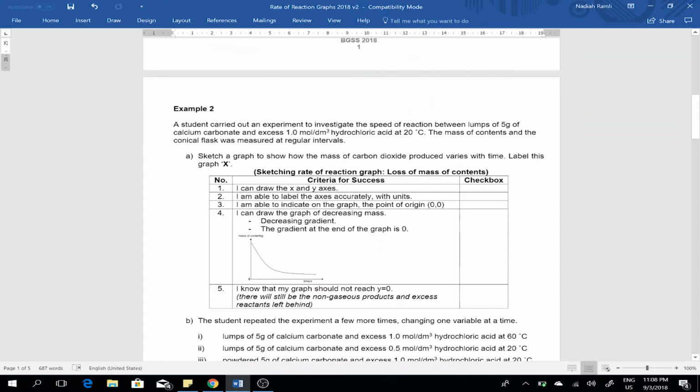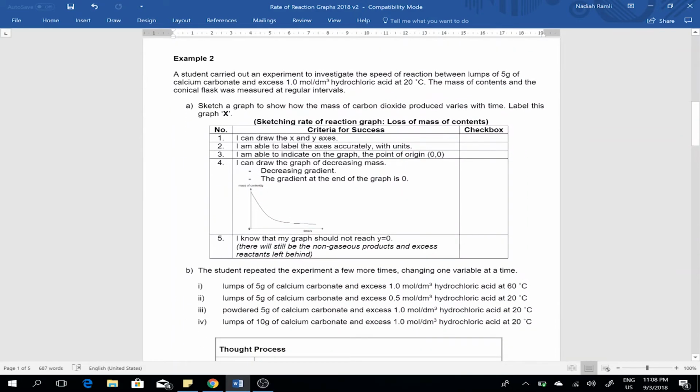Now we're looking at example 2. Example 2 now allows you to practice the other parts in a math. Okay, now let's look at example 2. Alright, so you have all the conditions: 5 grams of calcium carbonate, excess 1.0 mole per dm cube of hydrochloric acid at 20 degrees Celsius. So these are all the conditions, right? So sketch a graph to show how the mass of carbon dioxide produced varies with time.